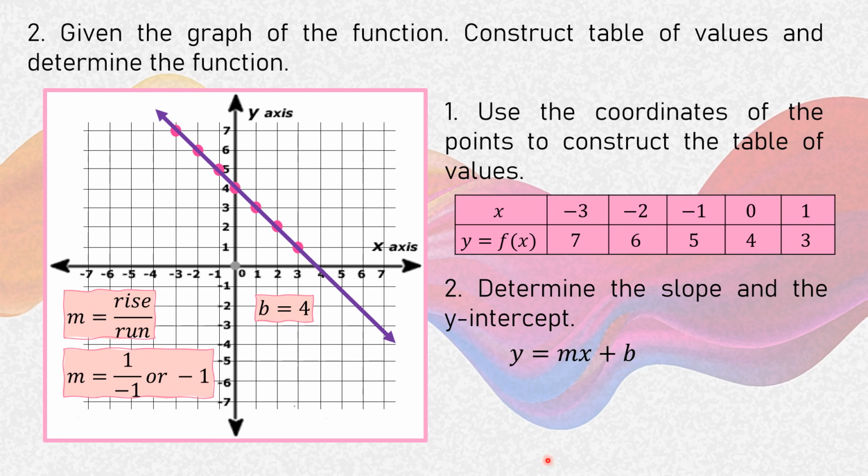So, we will just substitute the given m and b to the given slope-intercept formula. So, we have f of x equals negative x plus 4.